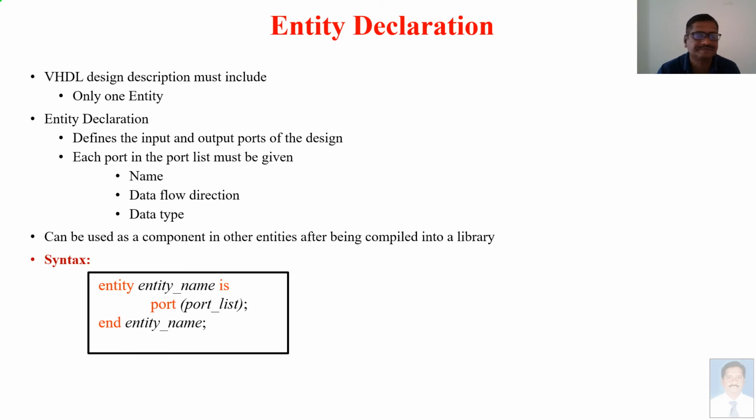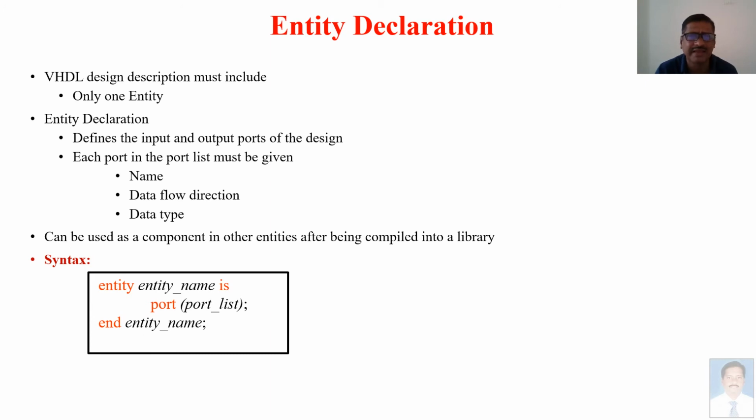Syntax is important. It should start with the reserved word entity, followed by the name of the entity. The name of the entity is an identifier defined by the user. Then is, again another reserved word, followed by port. Port is another reserved word. Here it should be the port list. Port list means how many inputs we have, how many outputs we have, that kind of thing we have to define. Finally, end is another reserved word, followed by the name of the entity. This is the syntax for entity declaration.